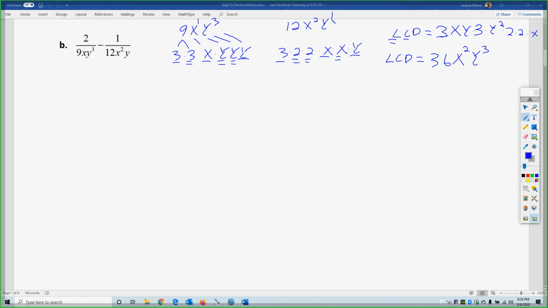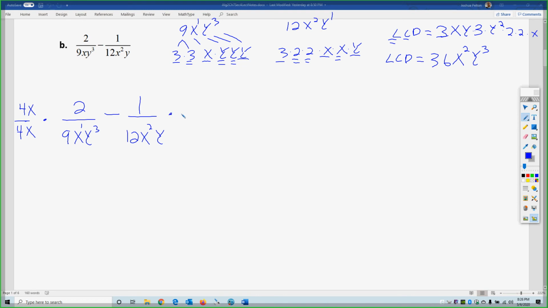Okay. All right. So 2 over 9xy to the third minus 1 over 12x squared y. So to get 9 into 36, I need to multiply by a 4. But I need x squared y cubed, but I only have an x to the 1, so I need to multiply by another x. So essentially, I just multiplied by 1, which doesn't change the problem.